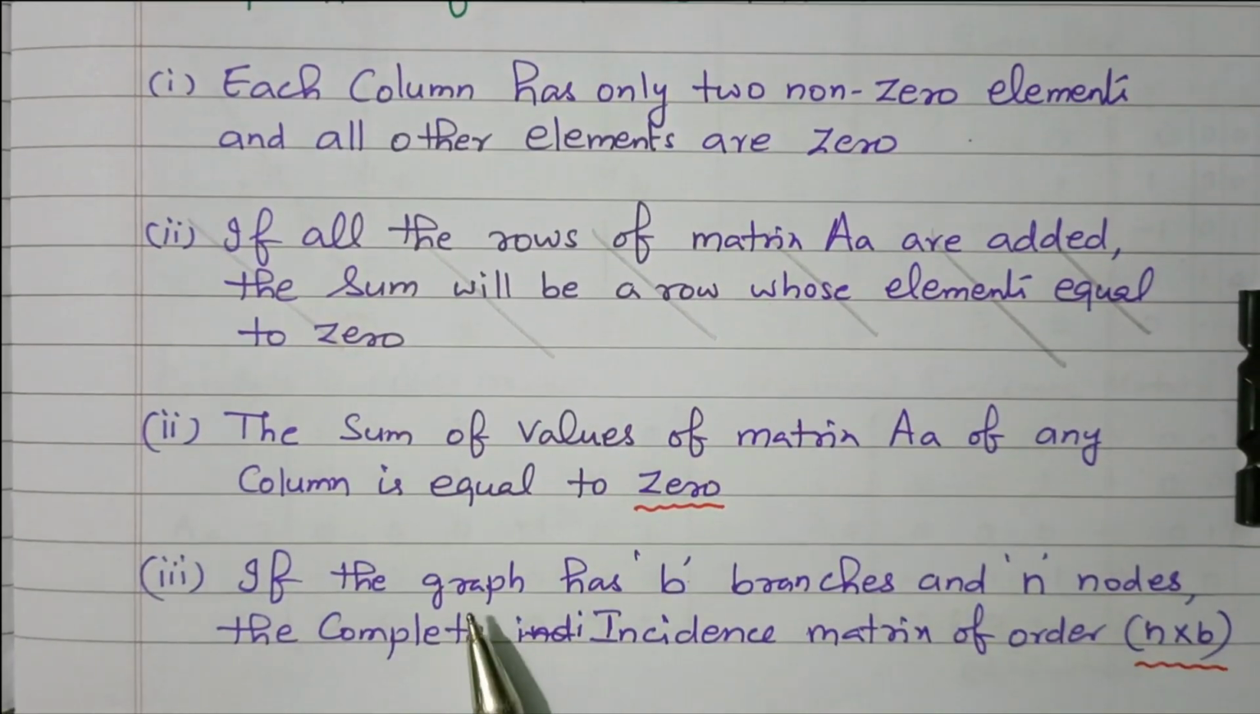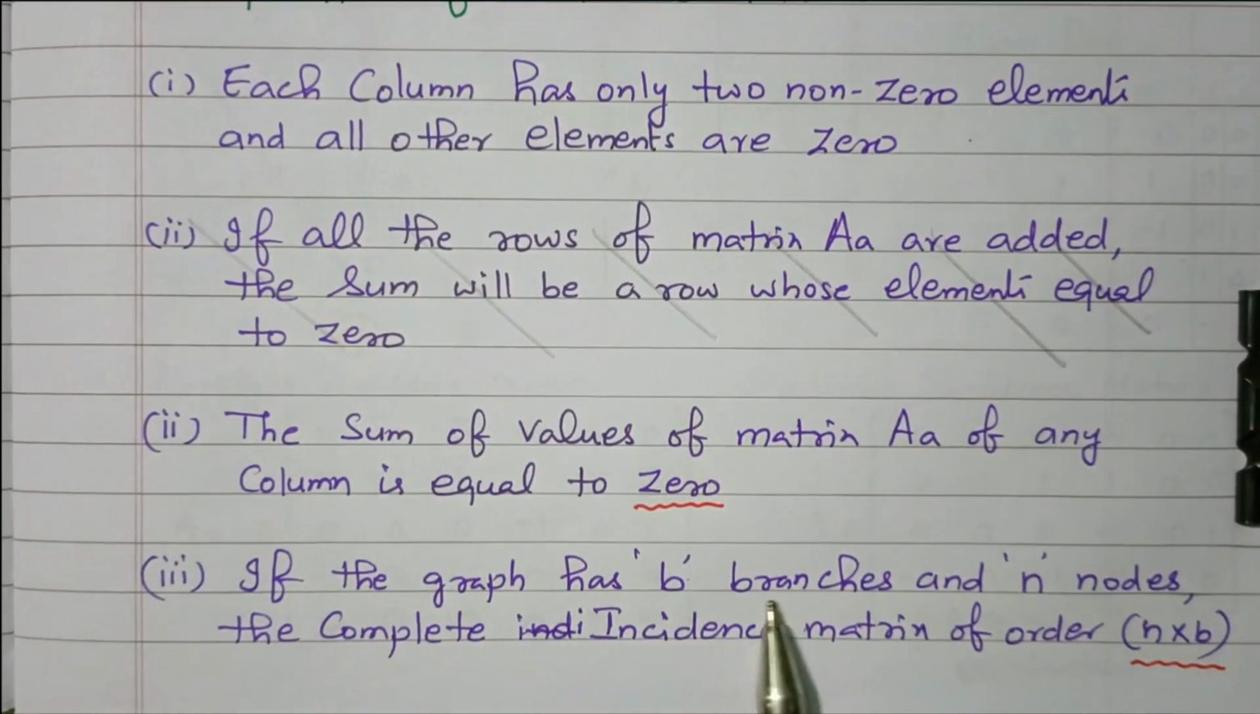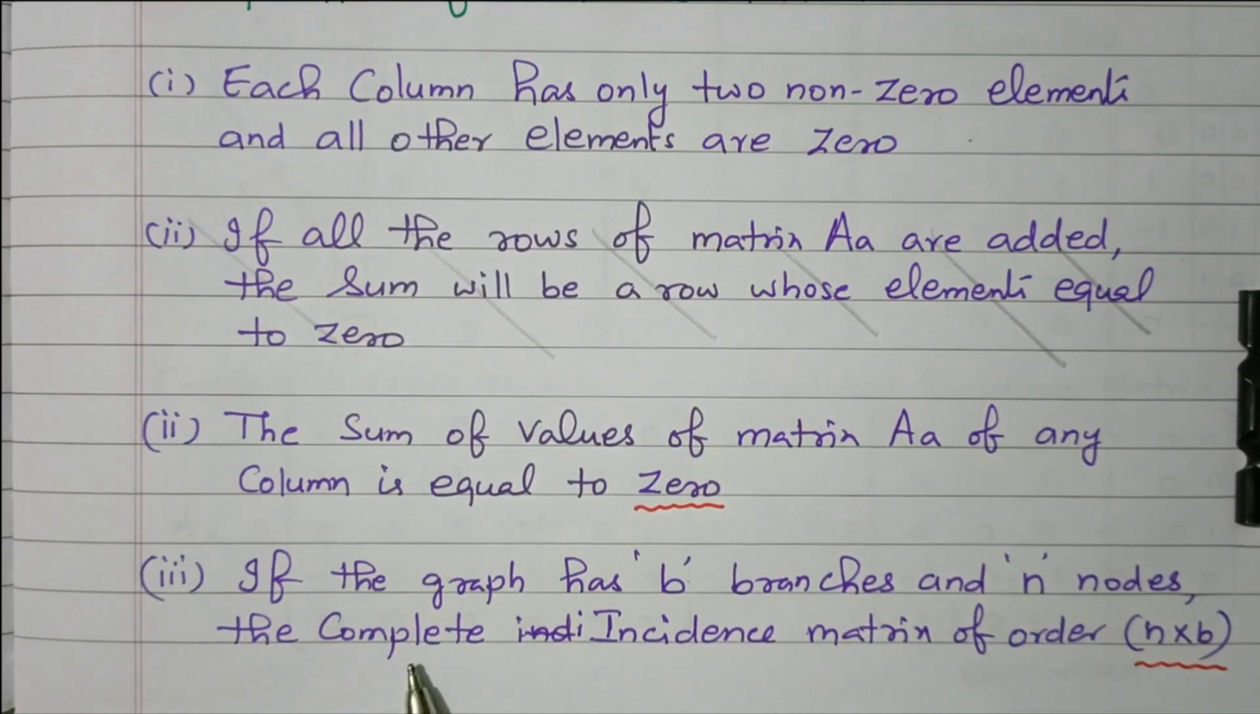Right. If a graph has b number of branches and n number of nodes, the complete incident matrix is of order n into b. Right. n is the number of nodes, b is the number of branches. So branches will decide the columns and the number of rows is decided by the nodes. So that it is node into branch, n into b. Now we'll see one example problem, how to frame the complete incident matrix.